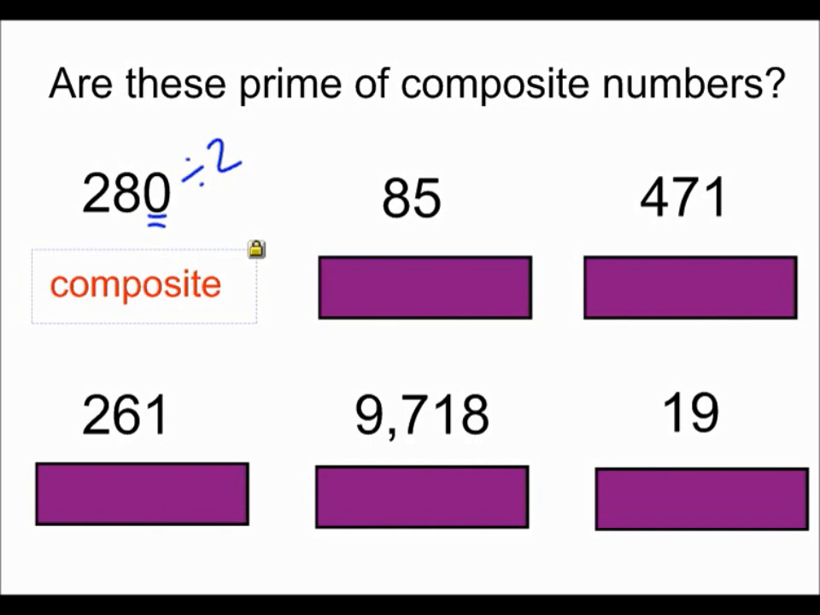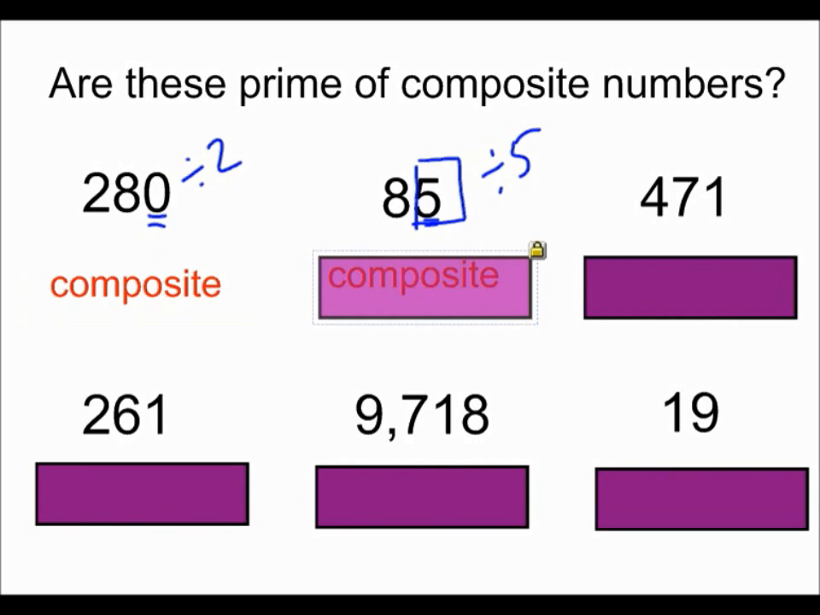Let's look at 85. Now, using your divisibility rules, it's an odd number, so 2 won't go into it, but it does end in a 5. And if it ends in 5, that means it's divisible by 5. And if 5 goes into it, it's a composite number.